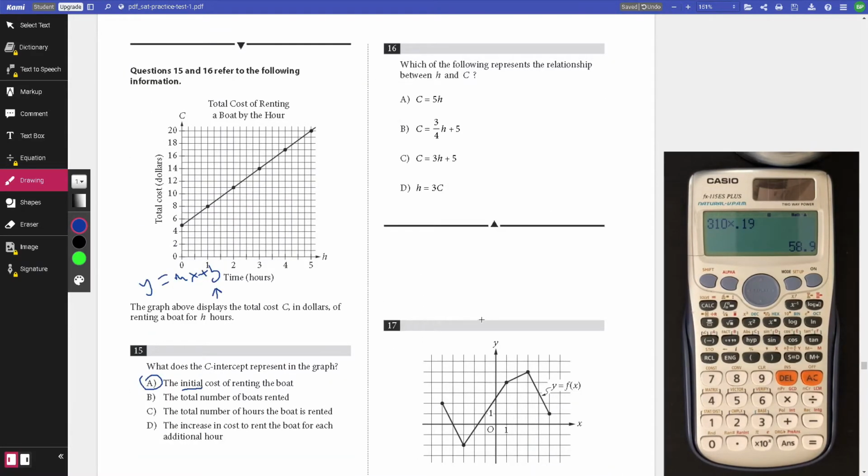Number 16, which represents the relationship between H and C. We're going to see that first we should find the y-intercept, which is pretty simple. Or not C, the b value, and it's 5. So we're going to eliminate these two. Now we need to find the slope. So this is a difference of 3. So that's the rise, and the run is 1. So the slope is 3. The answer is C.